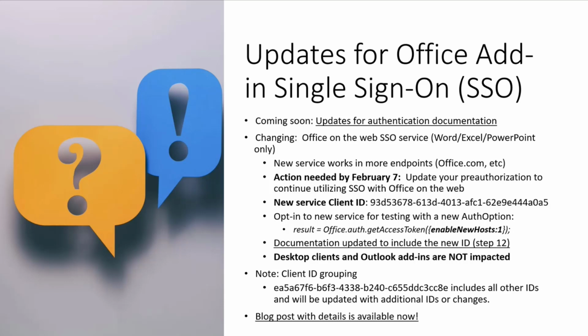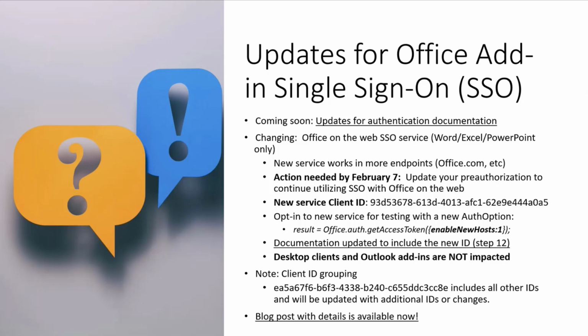So there's just a call out here. There is a new client ID. The client ID is listed there. There is a blog post up already with details that just went live a little bit ago. So if you have SSO and you're using it, just be aware you will need to add this additional ID in your pre-authorizations. And that is in our documentation. The new ID's in there as well. I made sure that was in, I think, right before the holidays. So you may have done it already.